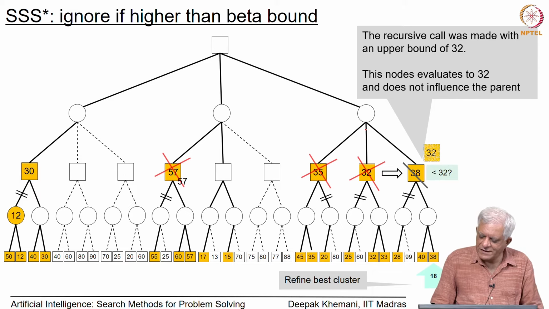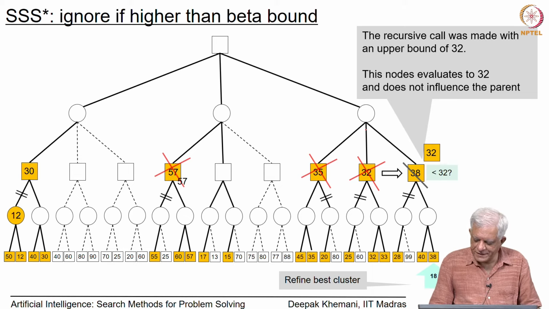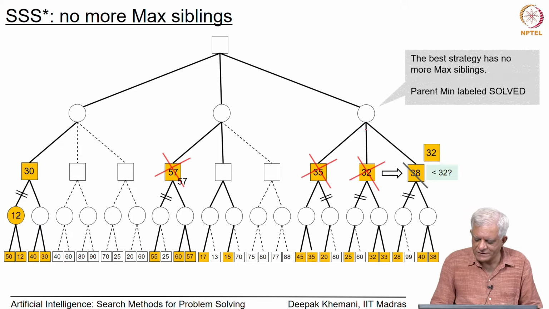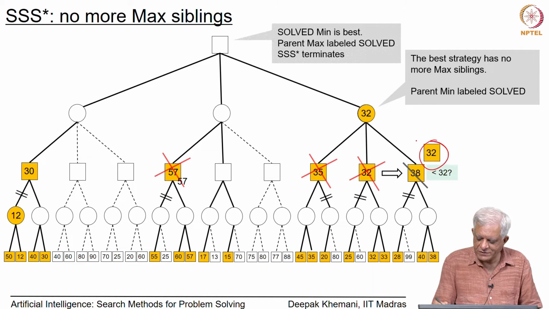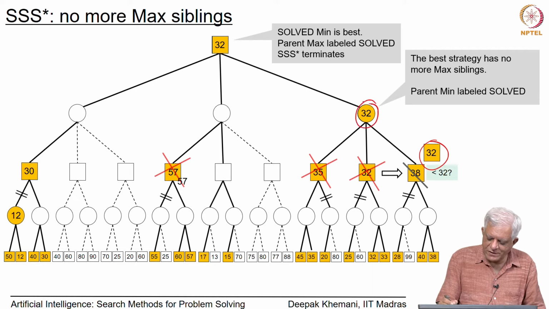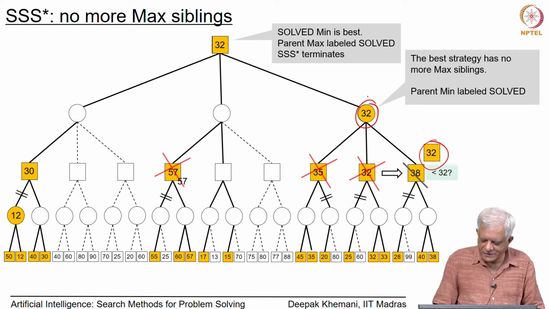So, as I said, the recursive call was made with an upper bound of 32. This node evaluates to 38 in the algorithm that we have written, and does not influence the parent. So, what happens is that instead we consider a value of 32. The best strategy has no more max siblings left, and so this was the best strategy, with the value 32. So, its parent becomes labeled with the value 32, and because it is a min node which is solved, its parent gets labeled with the value 32.